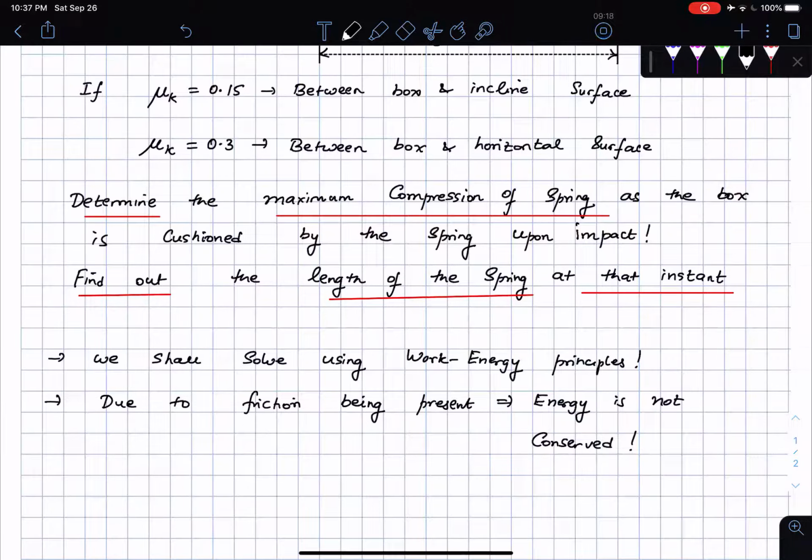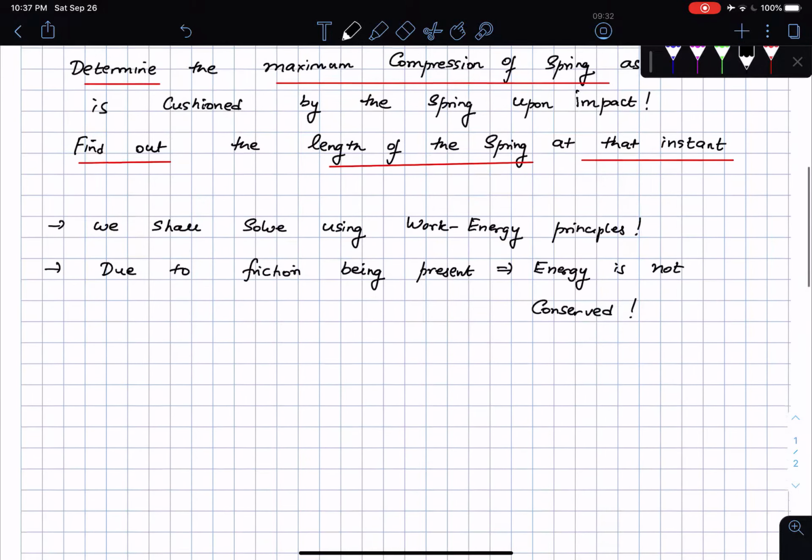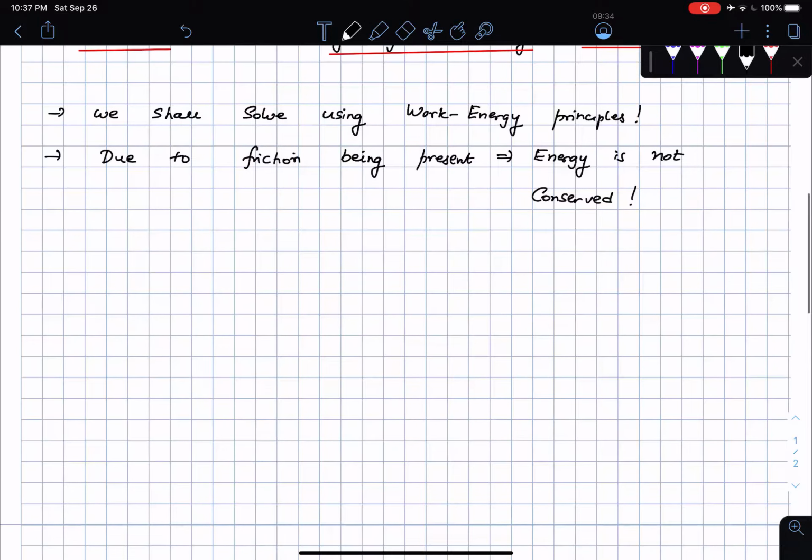Here is what I'm going to do. I'm going to draw the problem 2 times. I'm going to draw the position of the box at the start, and then the position of the box as it comes and impacts the spring. Here is my strategy for all these problems. I'm just going to draw it 2 times, so bear with me for a minute.